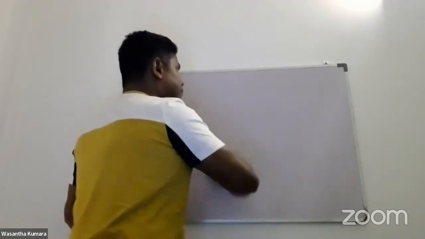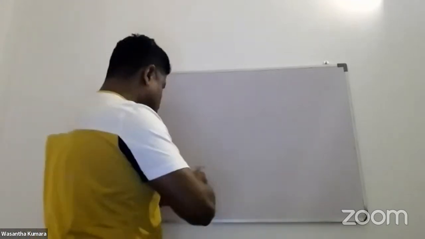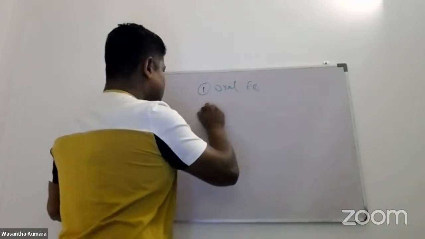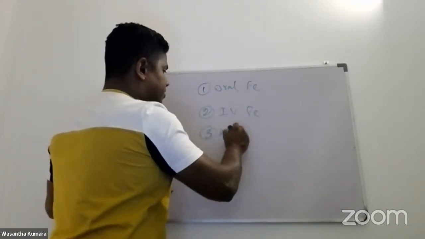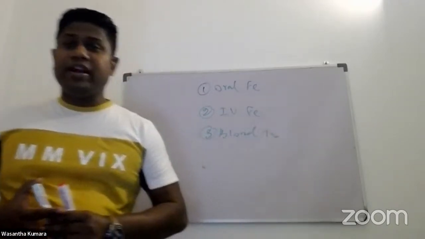Then, when it comes to the management of iron deficiency anemia, you have three options. What are those three options? Oral iron, IV iron, and the third one, blood transfusion. Oral line, parenteral line, blood transfusion.